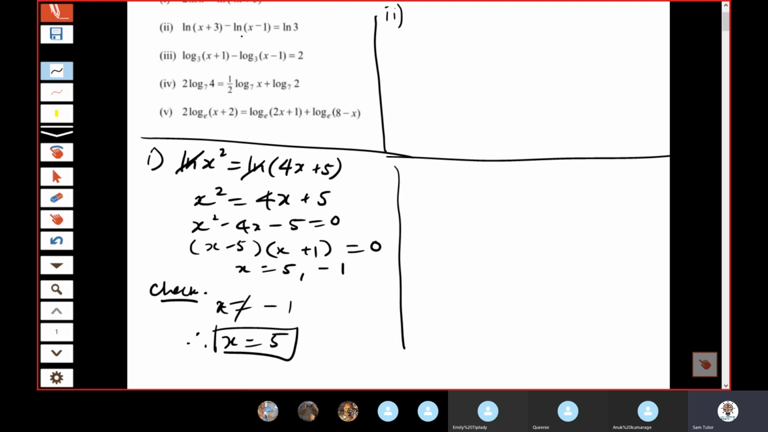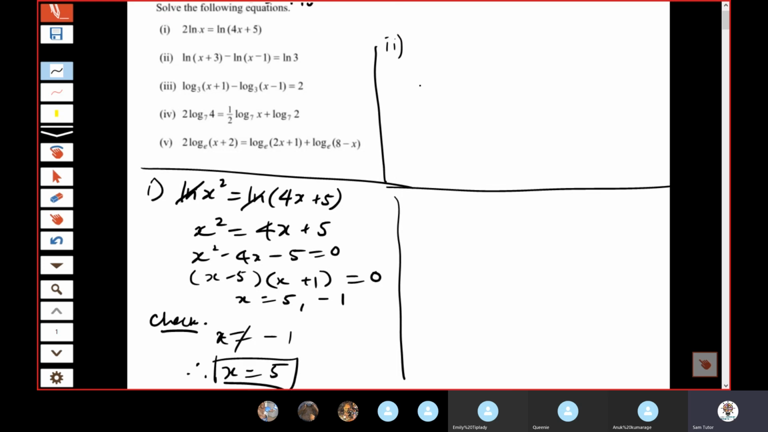Okay, double I, log x plus 3 minus log x minus 1. Again, it's subtracted, so I would write log x plus 3 on x minus 1 equals log 3. How do I get rid of the logs? Again, you can exponentiate it, or you can just get rid of it. And then you're left with x plus 3 on x minus 1 equals 3.